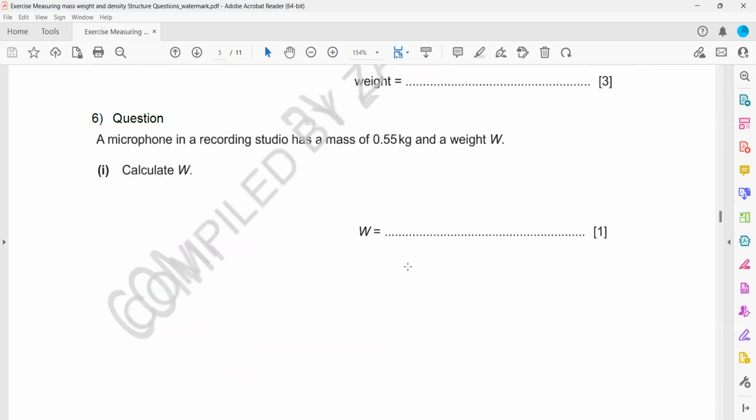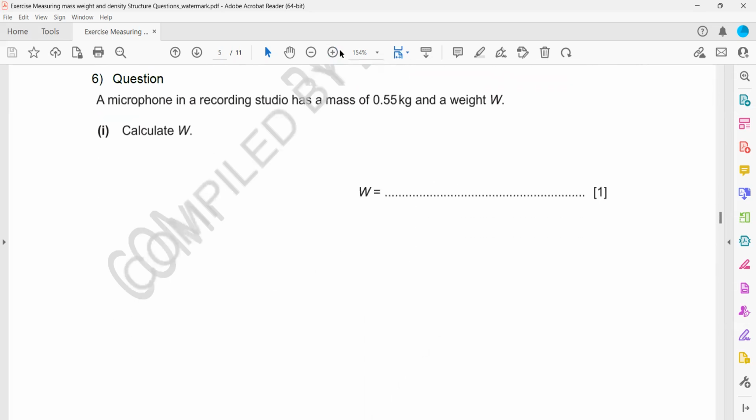Then a microphone in a recording studio has a mass of 0.55 kilogram and a weight W. Calculate W. So how to calculate W? The weight is mass multiplied by gravity. 0.55. In some questions the mass is given in gram, so you have to convert into kilogram. 0.55 multiplied by 9.8 will be equal to 5.39 newtons.